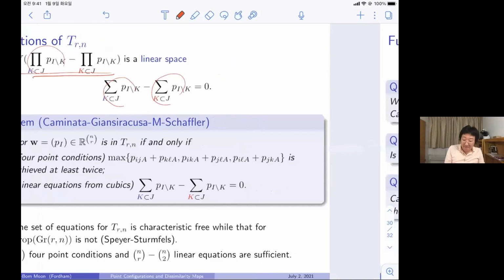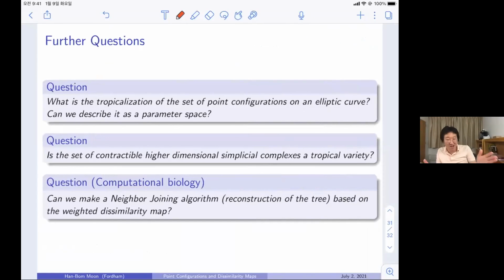Okay, so then let me finish with some questions. I just want to raise several questions for students and for professors who have some students who are interested in tropical geometry. It turned out that the set of point configurations on a curve, this is a very classical object, but at the same time, it has a very interesting structure from the point of view of tropical geometry.